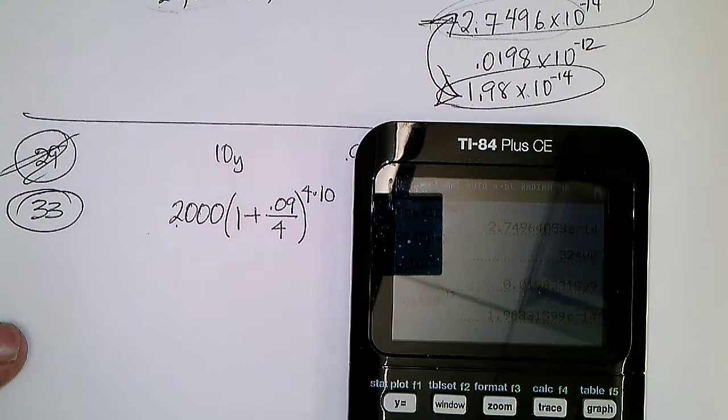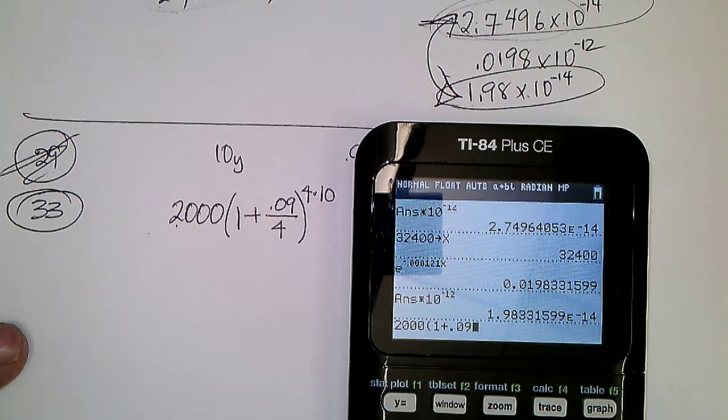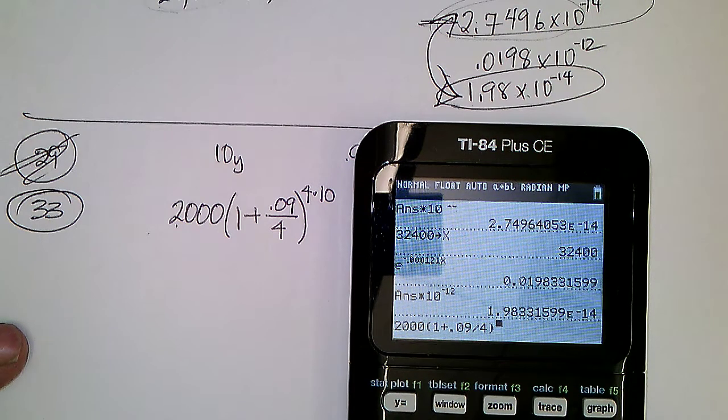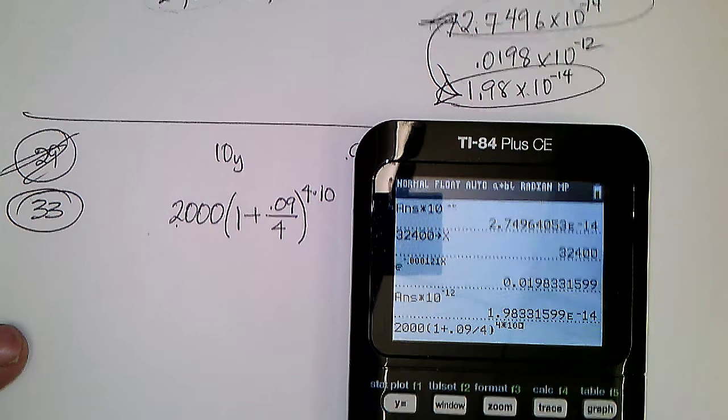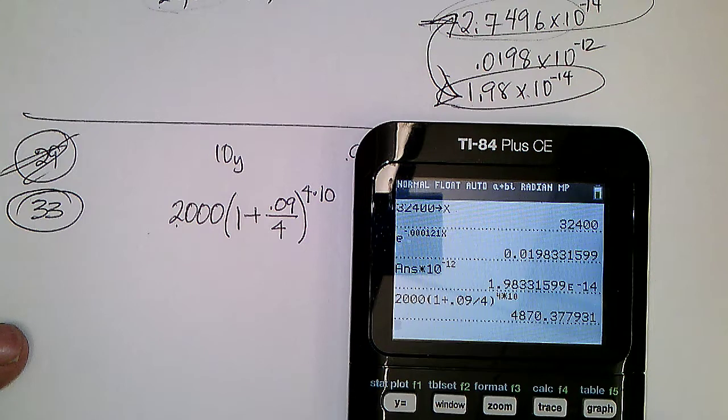So typing that in, we get 2,000 times parenthesis, 100% of it plus 0.09 divided by 4, because we only get a quarter of that every quarter of the year, to the 4 times 10, which comes out to be $4,870.38.